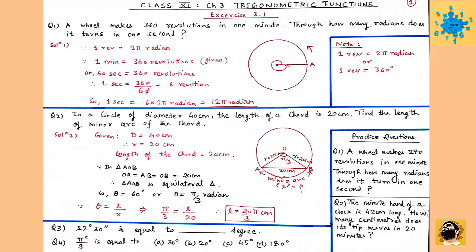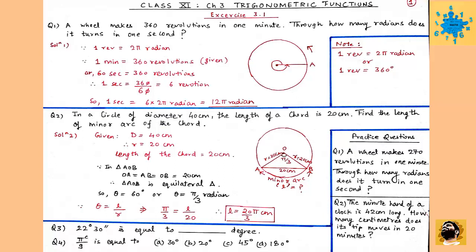So we can say that triangle AOB is an equilateral triangle because all sides are equal. We know that in an equilateral triangle, all the angles are 60 degree. Therefore, angle AOB will be equal to 60 degree, and in radian, we can write theta is equal to pi by 3. Now, since we have to find the length of minor arc, and we know the relation between theta, L and R, that is theta is equal to L upon R.